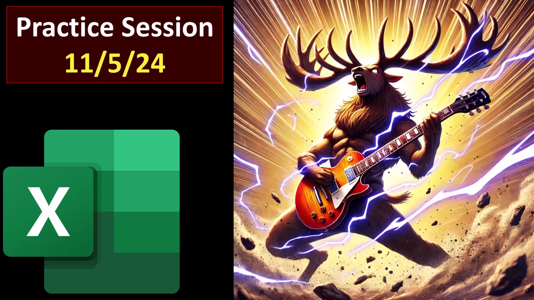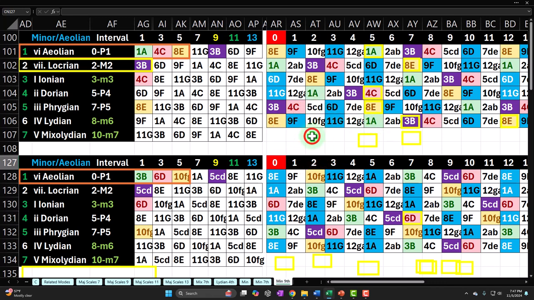Guitar practice session 11-5-24. These are relatively sloppy practice sessions where I practice whatever I think I need to be working on, then give you a recap so you get an idea of what you're getting into. This, of course, being that recap.